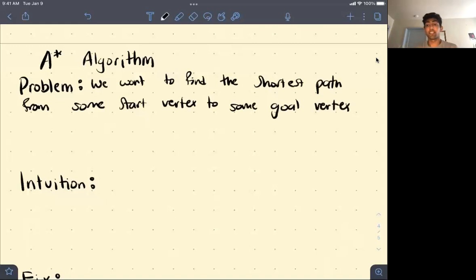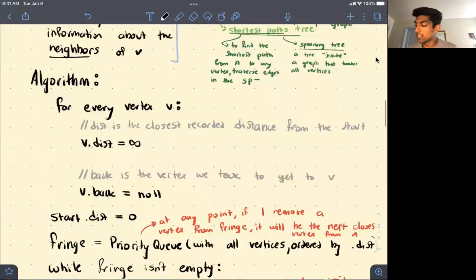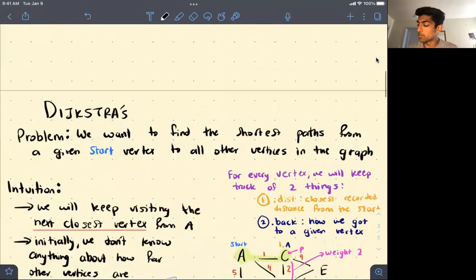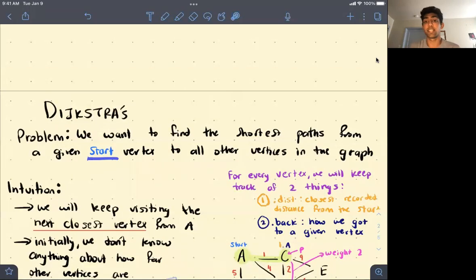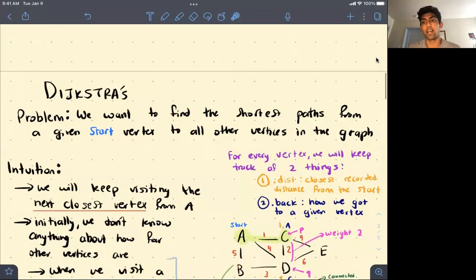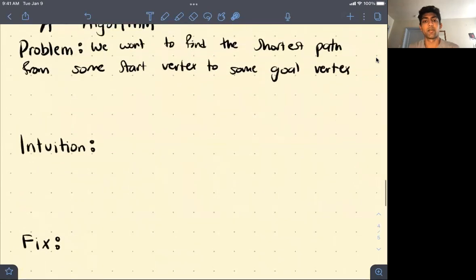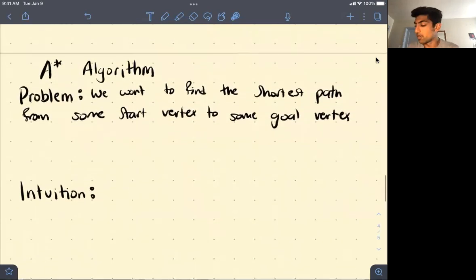Okay, so first thing to notice here is, why is this different than Dijkstra's? Well, if we recall, in Dijkstra's algorithm, the problem is that we want to find the shortest path from a start vertex to all other vertices in the graph, while in A star, we only care about finding the shortest path from a start vertex to a given goal vertex.